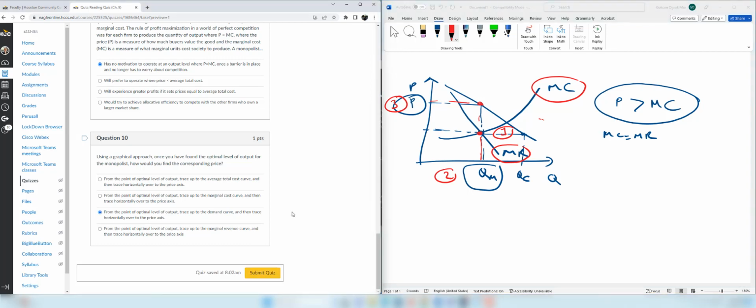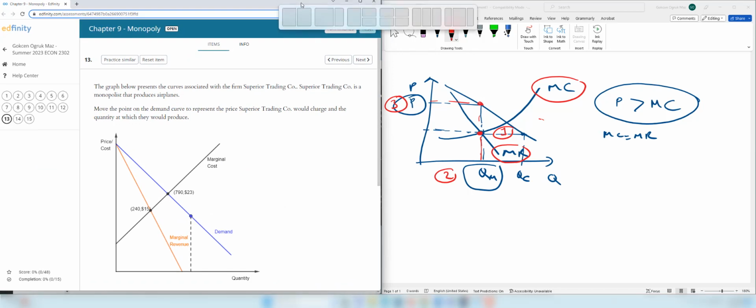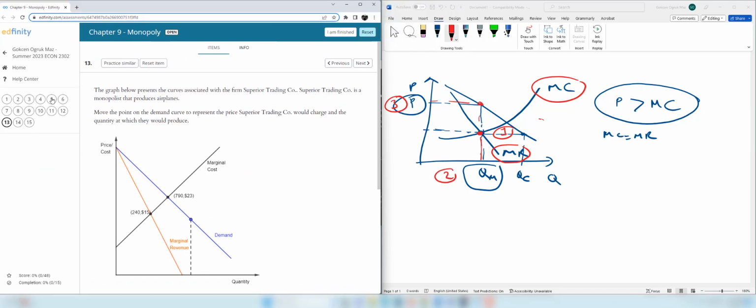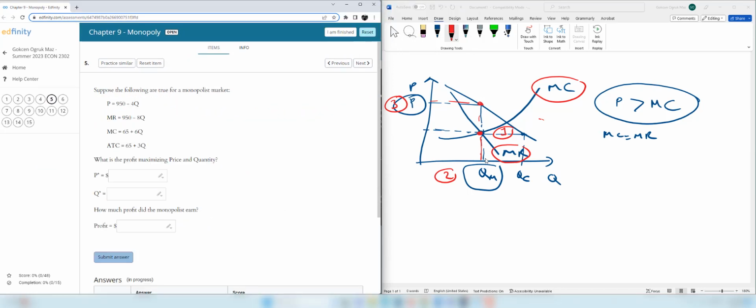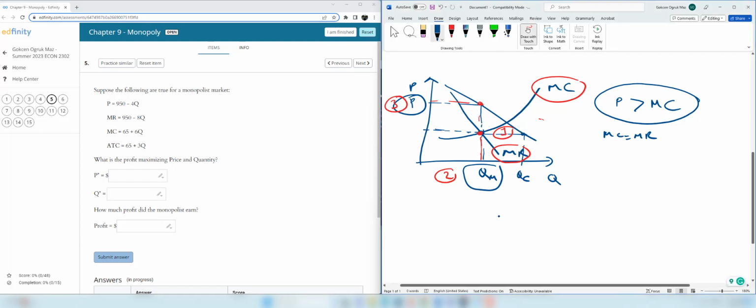So these are the questions for, now let's check questions from Edfinity. I'm going to solve question number 5. Suppose the following are true for a monopolist market. Price curve is given, MR is given, MC is given, ATC given. And the question is, what is the profit maximizing price and quantity? So profit maximizing price and quantity is found by first MC equals MR. So we need to solve first this part.